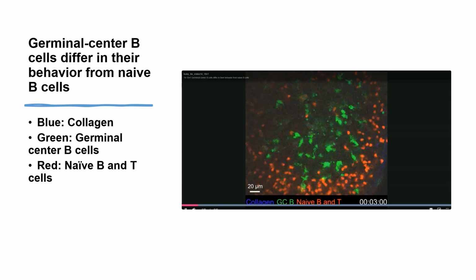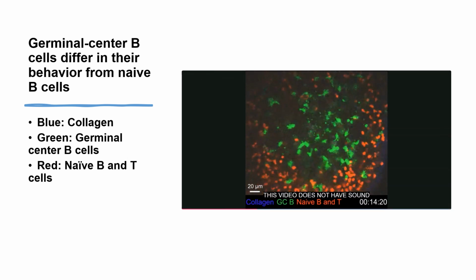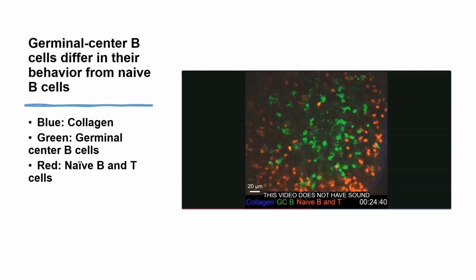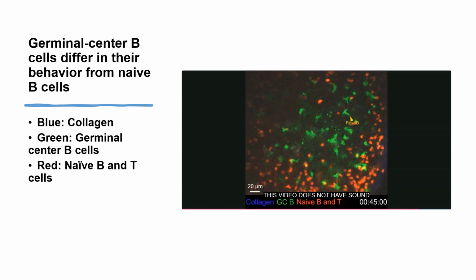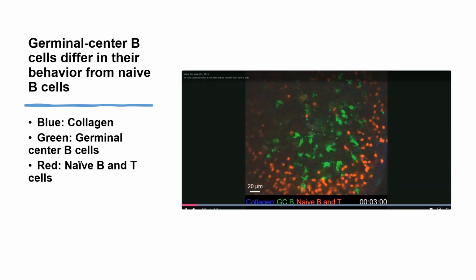And then we can also compare the degree of movement that these cells actually exhibit and see that they show more motility than the naive cells do as well. I mean, there's plenty of movement among those red B cells and T cells in addition, but the ones in the germinal center are exceptionally mobile. So they are moving faster and more, to me, it looks like chaotically, randomly.